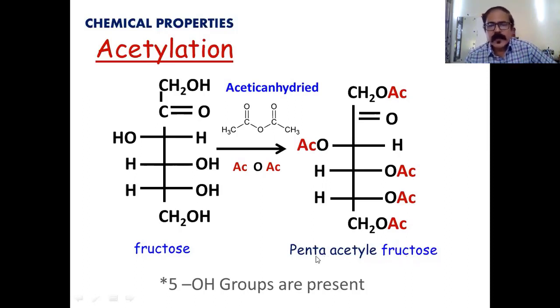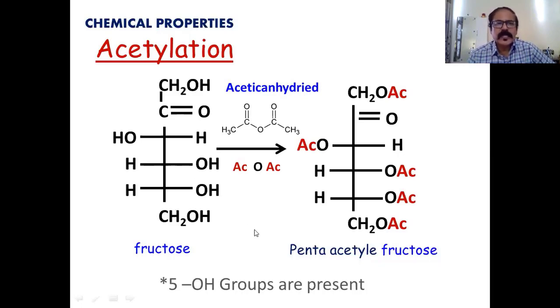This pentacetyl fructose indicates that there are 5 hydroxyl groups in fructose. Only then can it react with 5 moles of acetic anhydride, and the acetyl groups will be placed on the 5 hydroxyls. So we can draw the conclusion from the reaction that 5 hydroxyl groups are present in fructose.